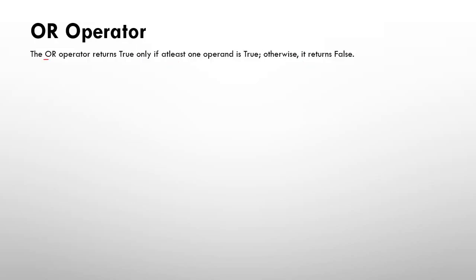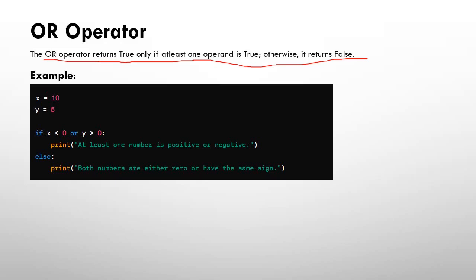OR operator. The OR operator returns true if at least one operand is true. Otherwise, it returns false. Here is an example of OR operator. In this case, we have assigned value 10 to variable x and value 5 to variable y. The two conditions are x is less than 0 or y is greater than 0. In this case, we can see that 5 is greater than 0. This condition is true, but 10 is not less than 0, which makes this condition false. However, since one condition is true, the OR operator will also return true. So in this case, the statement "at least one number is positive" will be printed on screen.